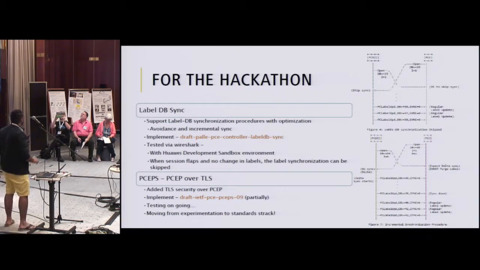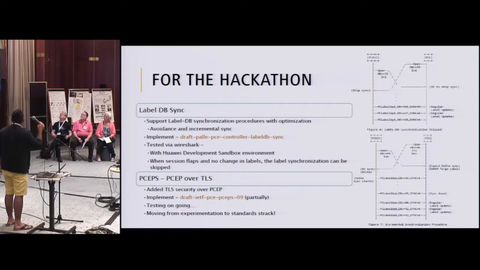So what did we do for the hackathon? When we use PCEP for distributing labels, we have a label DB at the central controller. You have a label database on your device. You need to make sure they remain synchronized. If the PCEP session flaps, we don't want to end up syncing everything again and impacting the paths which were already established. So what we do is we maintain a database version, and if the session flaps and the database version doesn't change, you don't have to do the full sync. You can avoid syncing. So we have a draft.